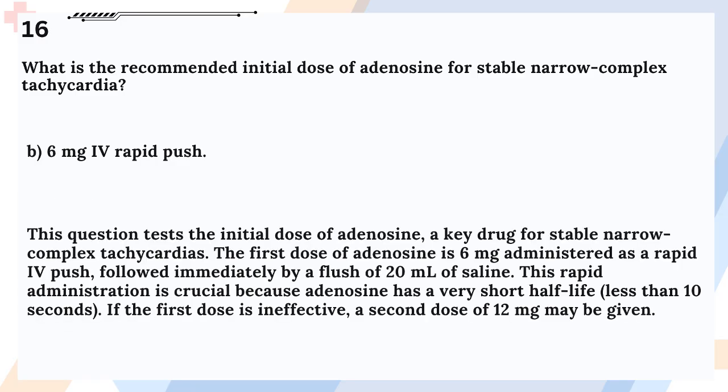Answer: B. 6 mg rapid push. This question tests the initial dose of adenosine, a key drug for stable narrow complex tachycardias. The first dose of adenosine is 6 mg administered as a rapid push, followed immediately by a flush of 20 ml of saline. This rapid administration is crucial because adenosine has a very short half-life, less than 10 seconds. If the first dose is ineffective, a second dose of 12 mg may be given.